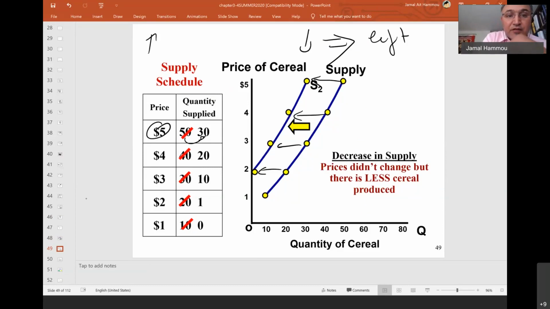Increase, shift to the right. You have to remember this for both graphs, demand and supply. Left means decrease, right means increase. But what does that mean?